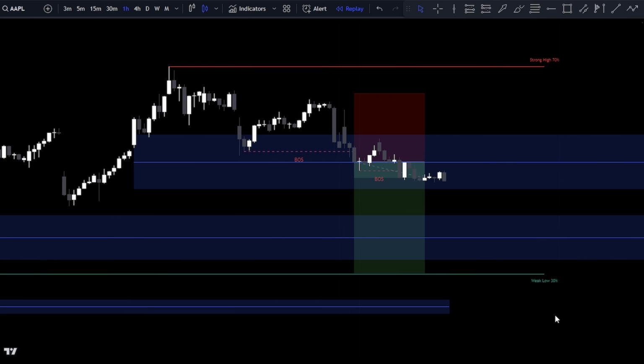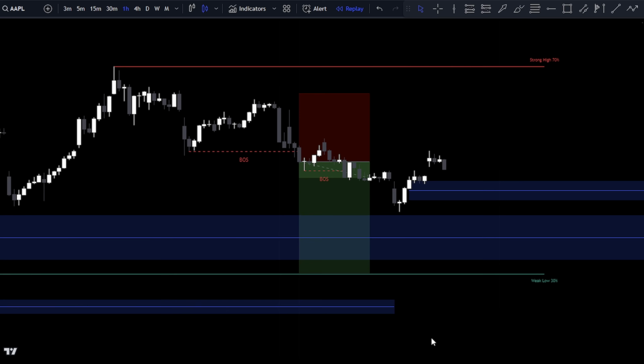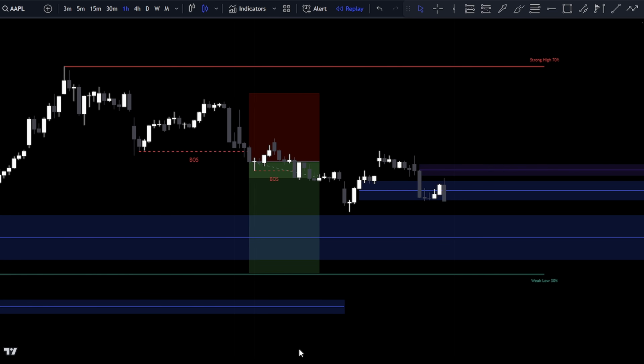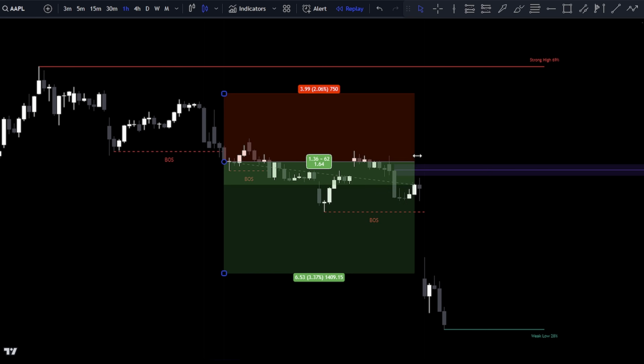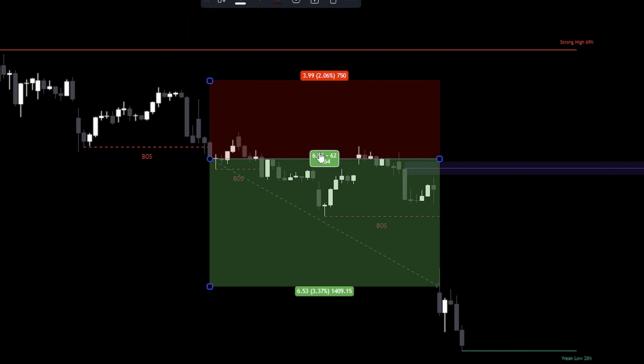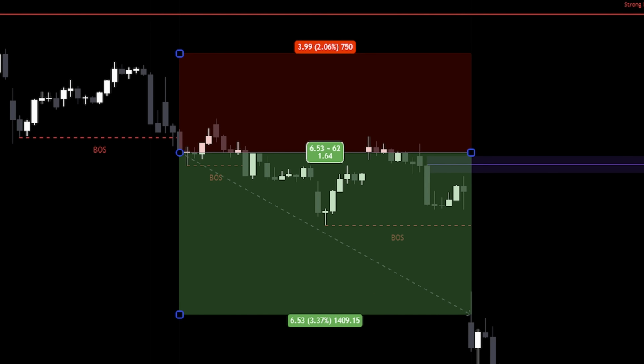Watching the chart, we can see the price steadily moving in our favor, and finally, it hits the target. This trade resulted in a 1 to 1.7 risk-reward ratio and captured a 4% price move, another excellent performance.